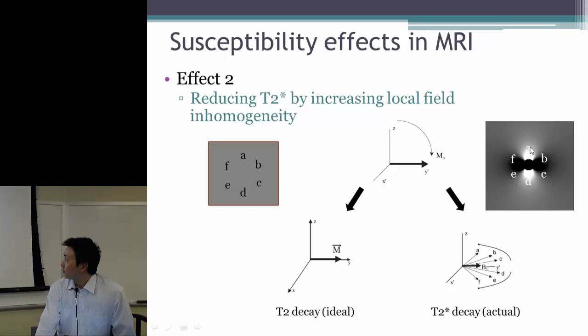Then if we look at the spins at these different locations, after they are excited, we can observe an increased dephasing process, just like this. So this is basically an increased T2 star decay process. The effect is that it will reduce the T2 star value and give you a much faster signal decay.